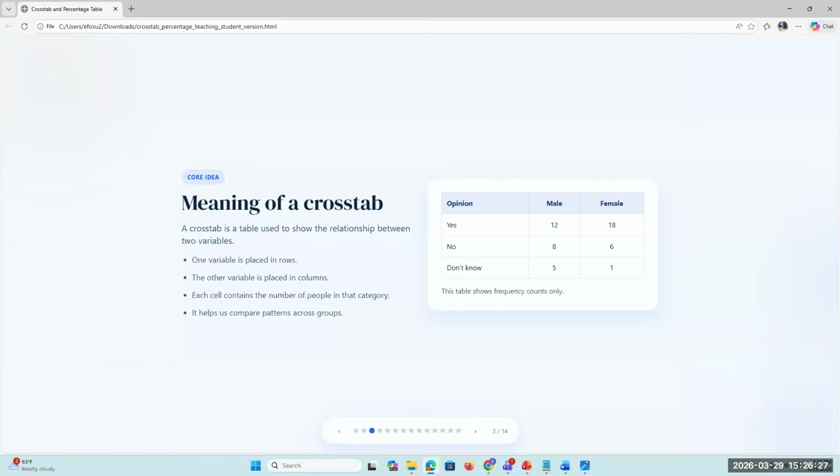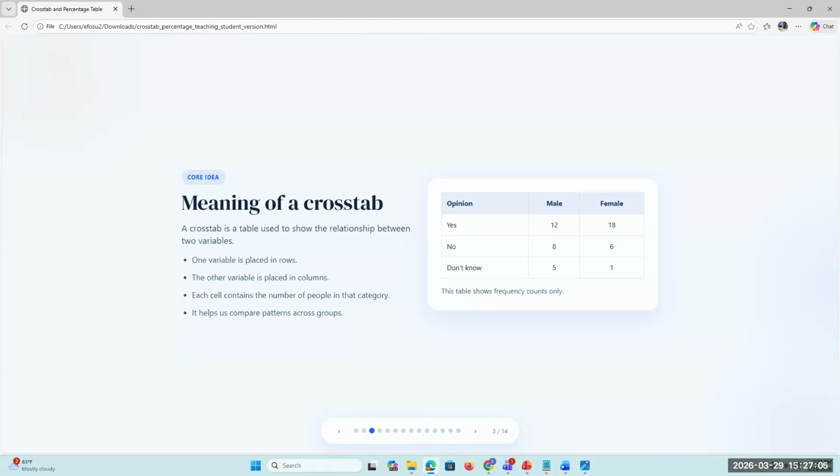So you are going to put one variable on one side and another variable on another side. You may have one at the top and count as many boxes on the other side. You're going to use an everyday example so that you're able to narrow it down. For example, what you see over here, one variable is placed as a row and one variable is placed as a column, the X and the Y. Each cell contains the number of people in that category, and it helps you compare across groups.